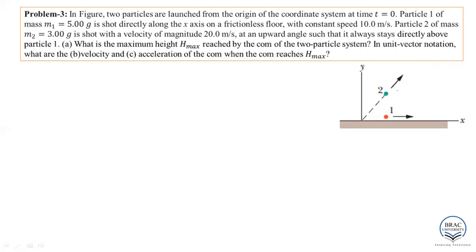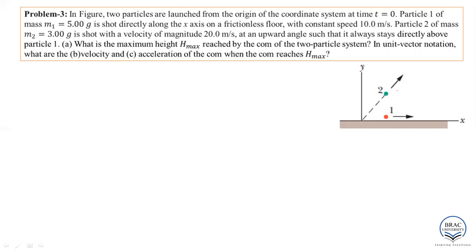But the interesting thing here is, particle 2 always remains above particle 1. That means particle 1 and particle 2 have the same horizontal component of velocity. Here in this problem we have to find the maximum height attained by the center of mass, which is h max. Also we have to find the velocity of the center of mass and the acceleration of the center of mass in parts B and C.